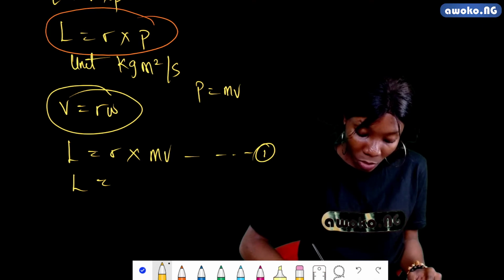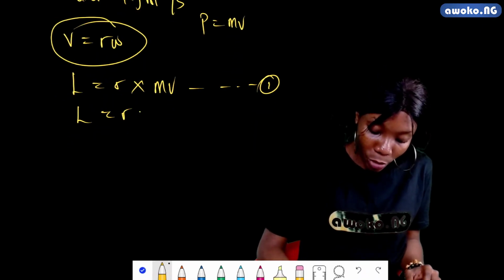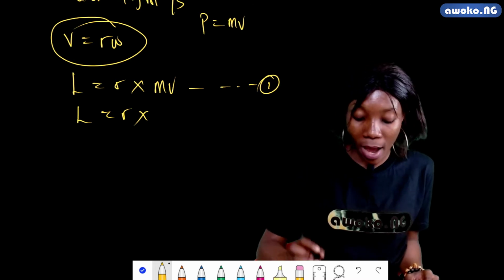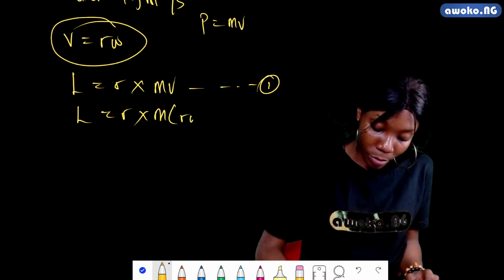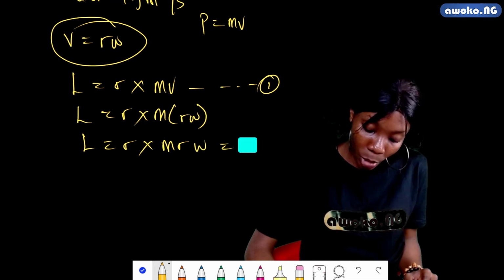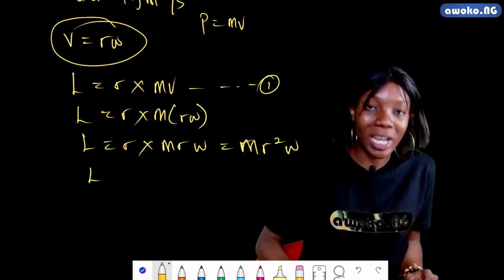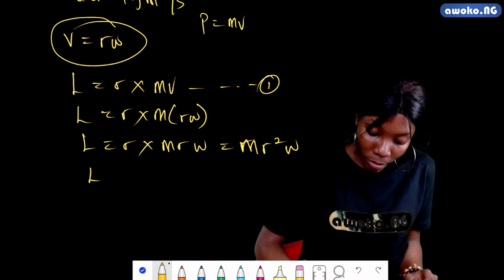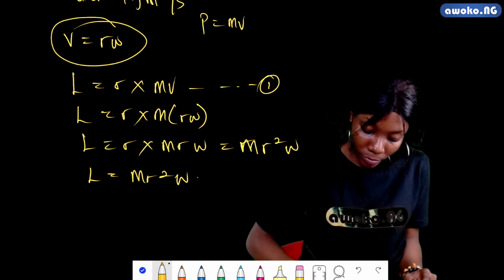So if we put that into equation 1, we'll be having r cross, wherever we see v, we put r omega. So we have m times r omega. When you open up the bracket, you have r cross m r omega, which equals m r squared omega. We can write that clearly as L equals m r squared omega.